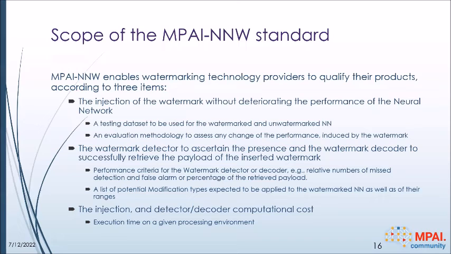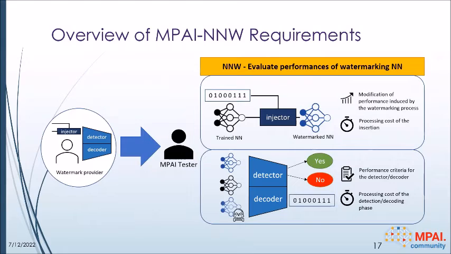And the third item is the computational cost of the injector, detector and decoder. Because we speak about neural networks, we cannot count the number of operations, as this would be too dependent on the experiment, but we shall target execution time on a given processing environment. So we shall specify the processing environment and we shall measure the execution time the watermark injector, detector and decoder require for achieving their task.